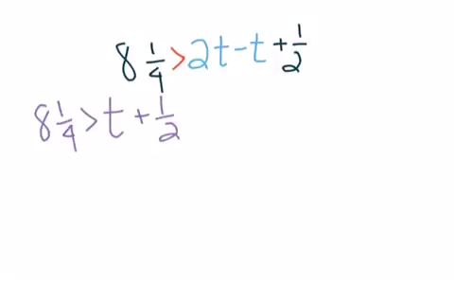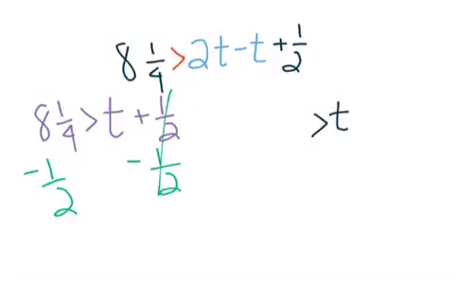Like equations and inequalities, we're going to try and isolate the variable and solve for it. Okay, so I'm going to subtract 1/2 on both sides. Okay, that gets that done. So now on my right side, I just have greater than t. Okay, so I have 8 1/4 minus 1/2. So we're set up like this: 8 1/4 minus 1/2.